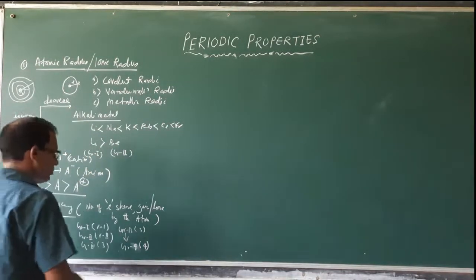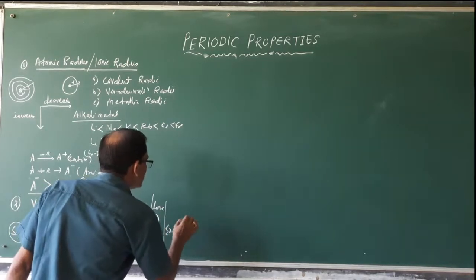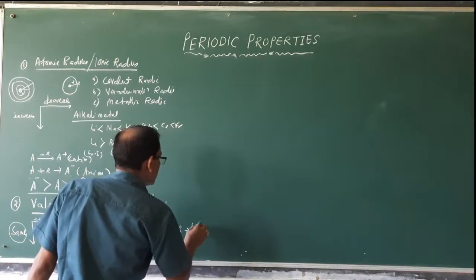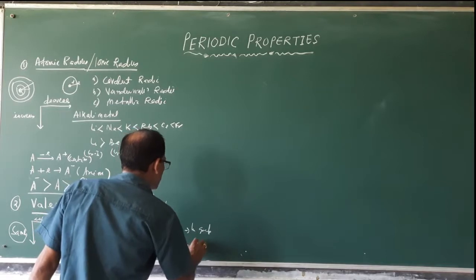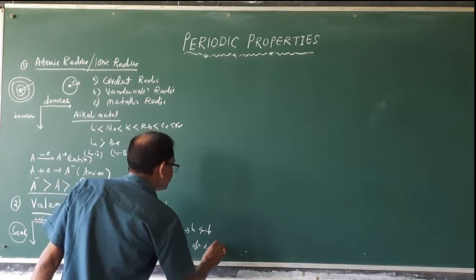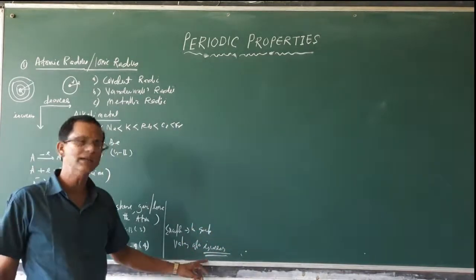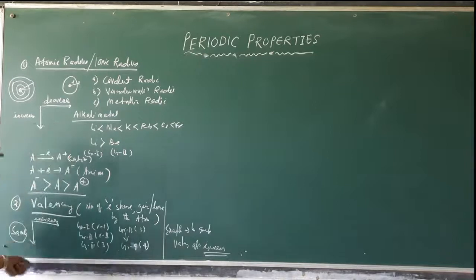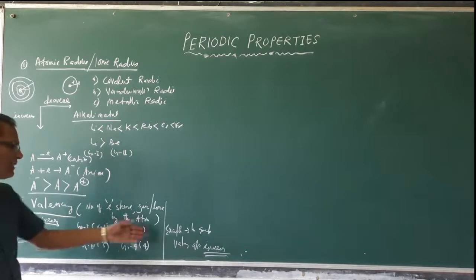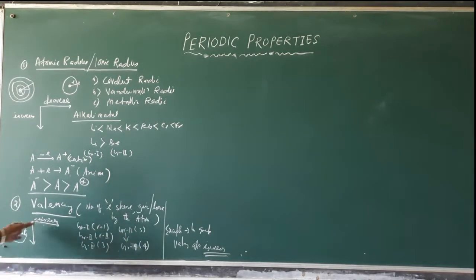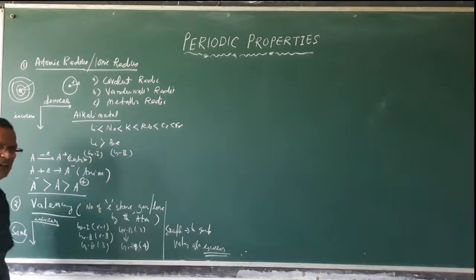Along the group also, valency increases. Exception you can write. What are the exceptional cases? Exception is in a group valency also increases. In the same group valency can be increased, but not in all cases. In some cases valency may be increased. Normally valency increases along the period, but along the group valency remains same.